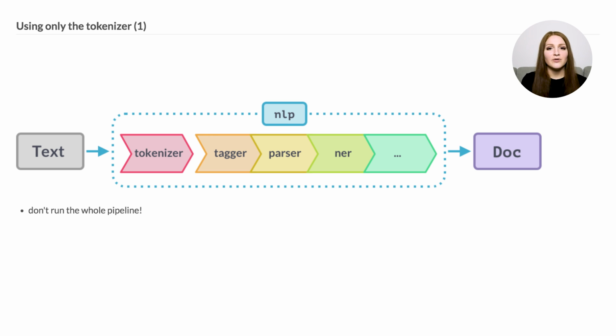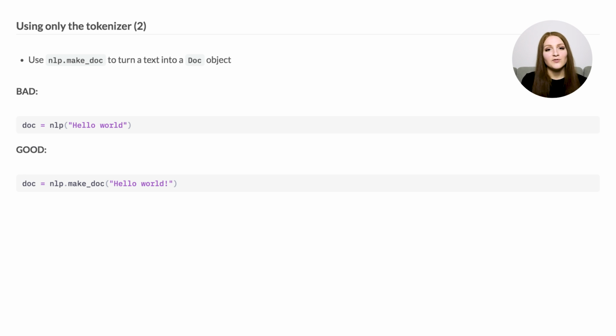Another common scenario: sometimes you already have a model loaded to do other processing, but you only need a tokenizer for one particular text. Running the whole pipeline is unnecessarily slow, because you'll be getting a bunch of predictions from the model that you don't need. If you only need a tokenized doc object, you can use the nlp.make_doc method instead, which takes a text and returns a doc. This is also how spaCy does it behind the scenes. nlp.make_doc turns the text into a doc before the pipeline components are called.